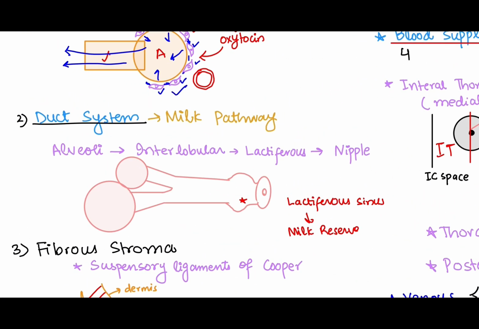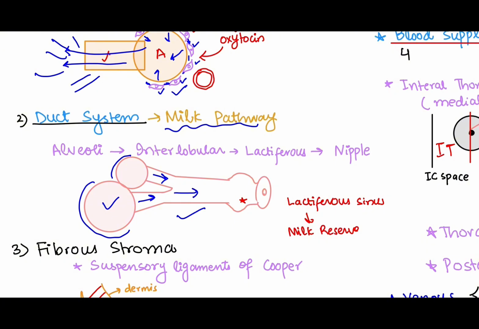First we talked about alveoli, and then we're going to talk about the duct system. These are all the ducts out there. There is a milk pathway that I've already told you, but let's see it more here. Alveoli, interlobular, pushing with oxytocin, then they go into lactiferous ducts, and then into the nipple. But there is something like here. What is it? It is called the lactiferous sinus.